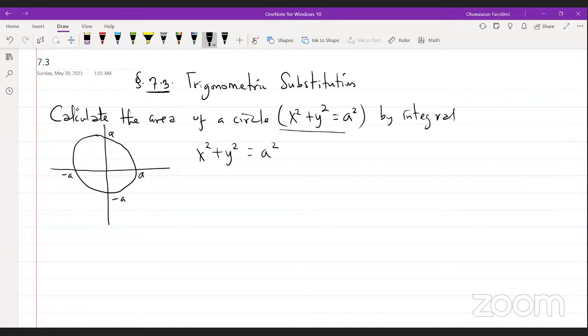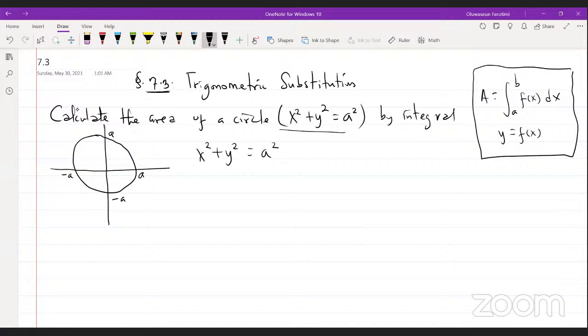Keep in mind that my area is an integral from a to b of f of x dx, and remember, guys, that y is just f of x. So over here, I have to write y in terms of the formula. My y is just going to be plus or minus the square root of a squared minus x squared.